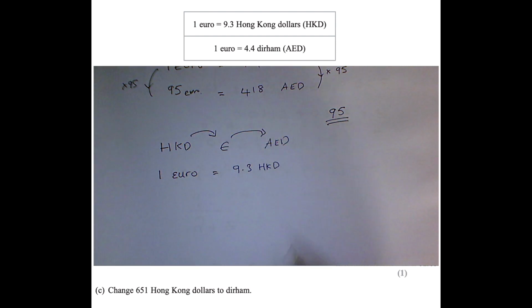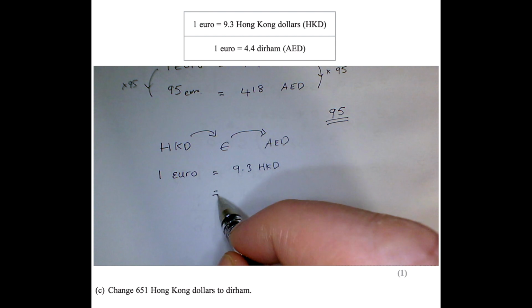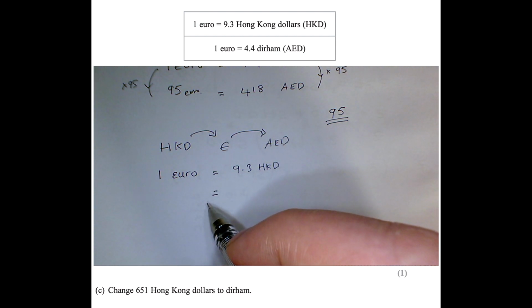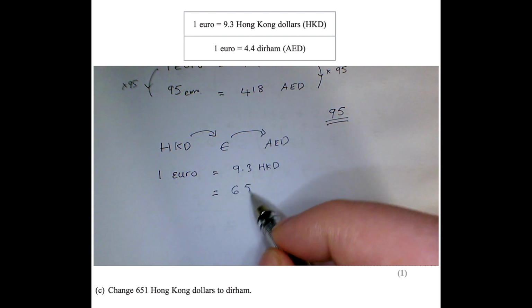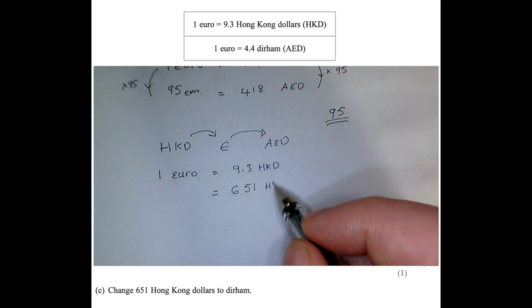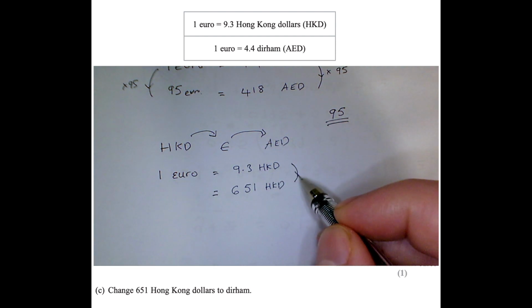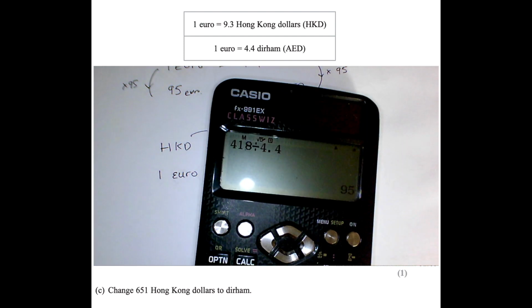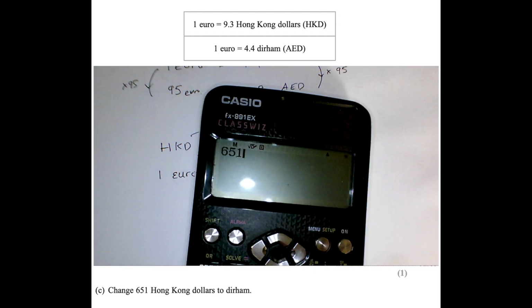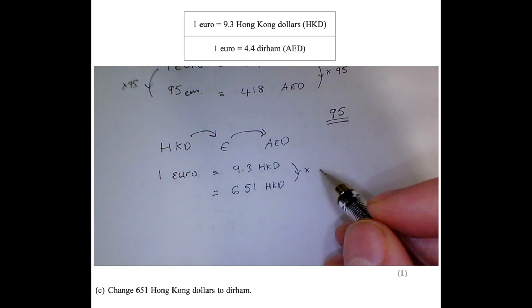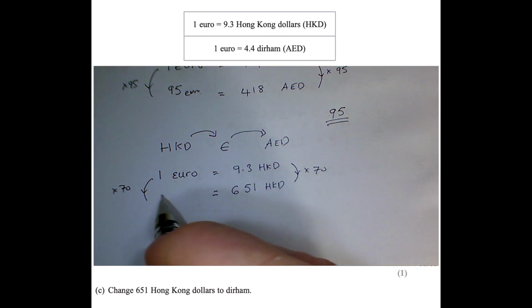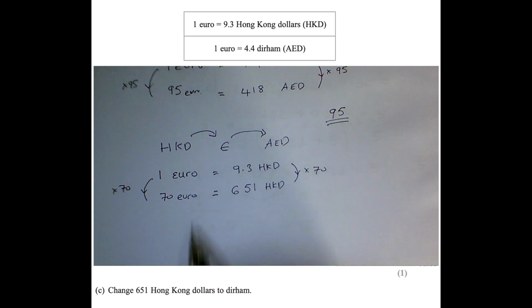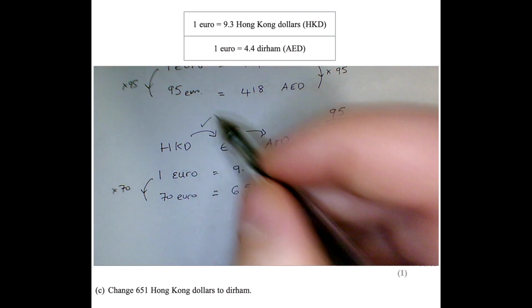And of course, the big question is now, how do you get from 9.3 to 651? And of course the answer is, I'm going to find that by doing 651 divided by 9.3, because that will tell me the multiple. Okay, so 651 divided by 9.3 tells me it's 70 times bigger. So if I times one side by 70, I must times the other side by 70, so 70 euros. But of course we haven't finished because they want to know the answer in dirham, not in euros.